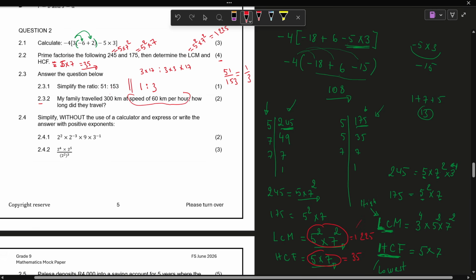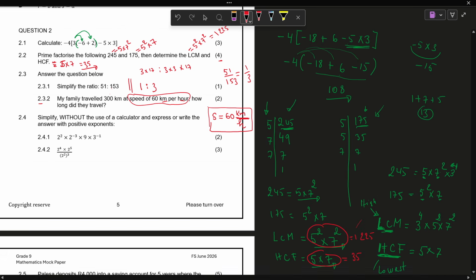Speed is equal to 60 kilometers per hour. Remember, per simply means the fraction bar. So this is a ratio again. Kilometer per hour means for every hour there is this many kilometers. So you can express it like this, and when you write it like this, it gives you the formula.